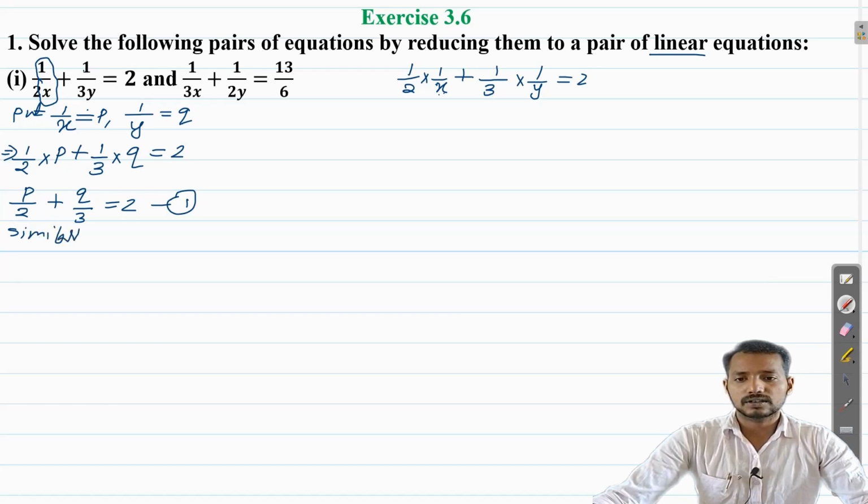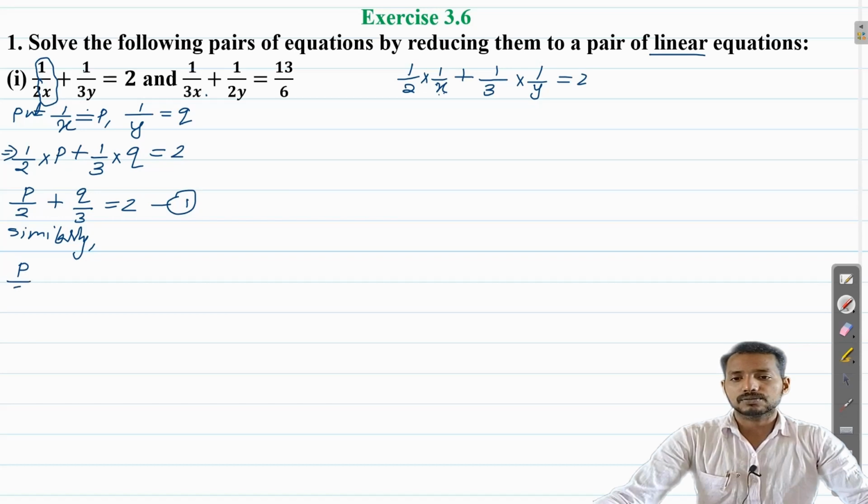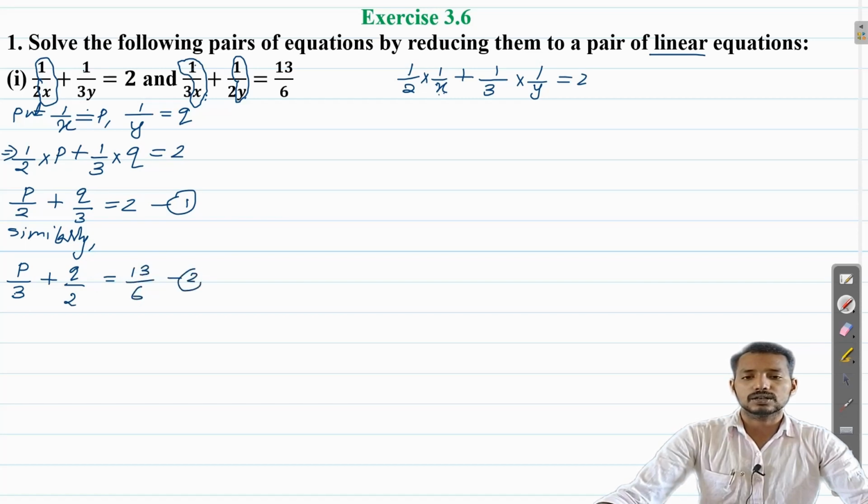Similarly, what we get here is 1 by 3 into 1 by x. Clear? So we will be getting p by 3, because 1 by x we put as p, so p divided by 3 plus 1 by 2 into 1 by y, the same as in the first case. So that will become q divided by 2, which is equal to 13 divided by 6. That is equation number 2.